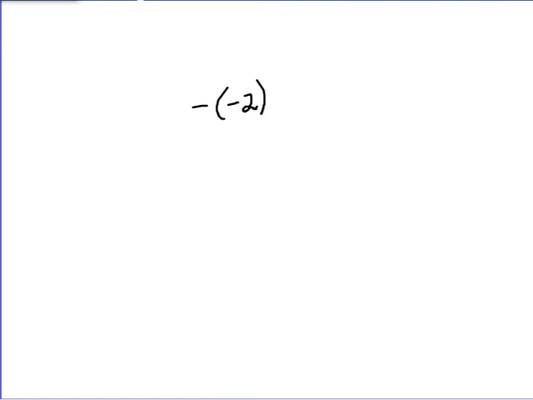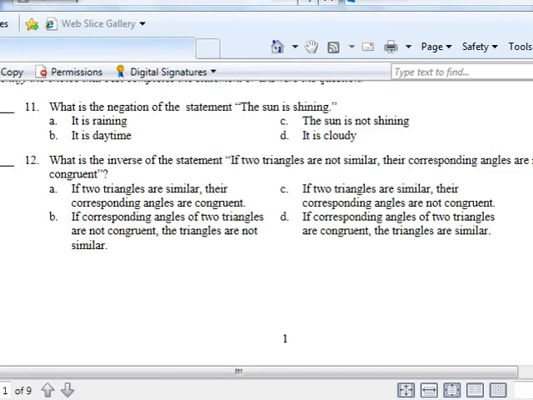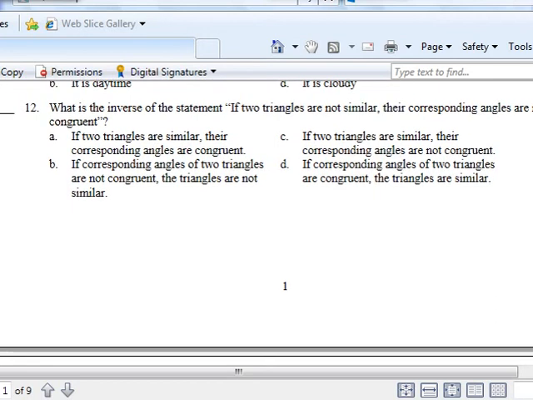Okay? Very mathematical. If two triangles are not similar, that means if two triangles are similar, their corresponding angles are not congruent, which would be they are congruent. So the inverse of this would be if two triangles are similar, their corresponding angles are congruent, which would be, I believe, A. If two triangles are similar, their corresponding angles are congruent, which is A. Move along.